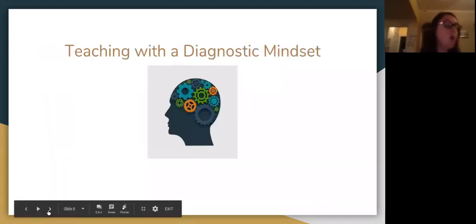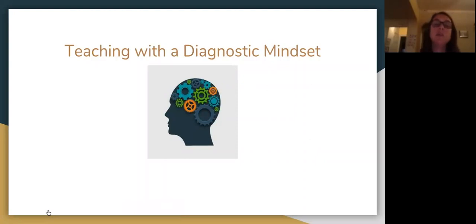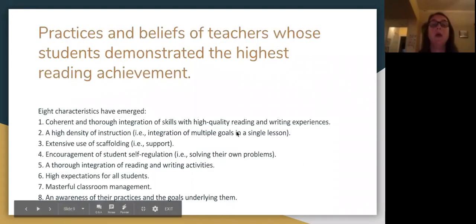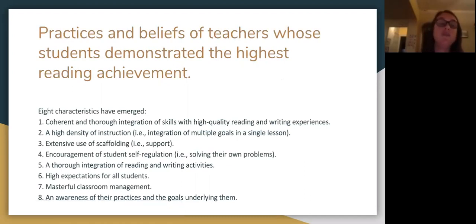Now, we've gone through the tests. So the next thing we want to look at is teaching with what we've learned, teaching with a diagnostic mindset. Looking at some of the practices and beliefs of teachers who have demonstrated the highest reading achievement in their levels, we see 8 characteristics. One of the things that we see is integration of skills with high quality reading and writing experiences.